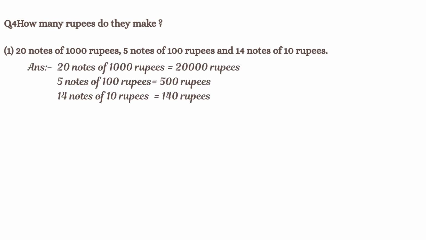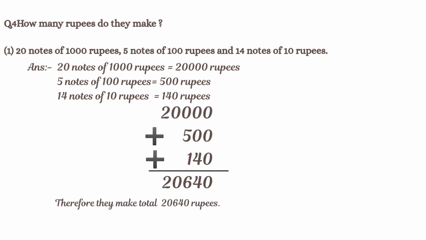So there are 20 notes of 1000 rupees which is equal to 20,000. 5 notes of 100 which is equal to 500 and 14 notes of 10 which is equal to 140. Let's add all these rupees. So they make altogether 20,640 rupees.